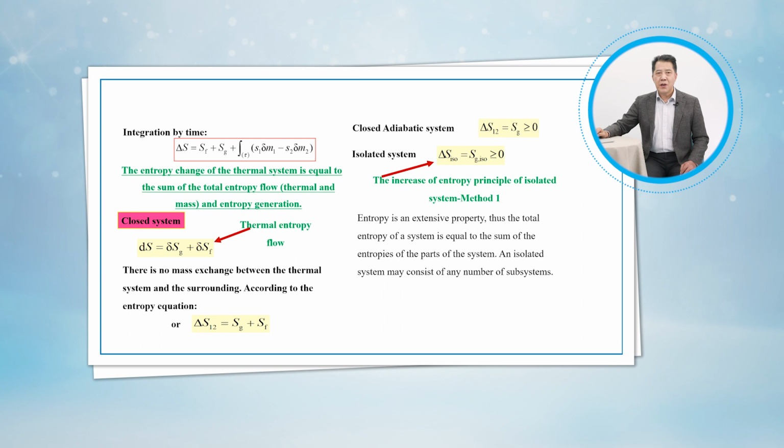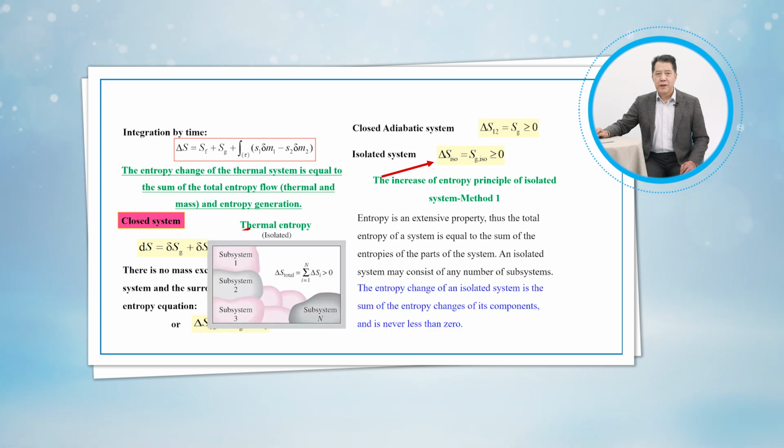Entropy is an extensive property. Thus, the total entropy of a system is equal to the sum of the entropies of the parts of the system. An isolated system may consist of any number of subsystems. The entropy change of an isolated system is the sum of the entropy changes of its components and is never less than 0.